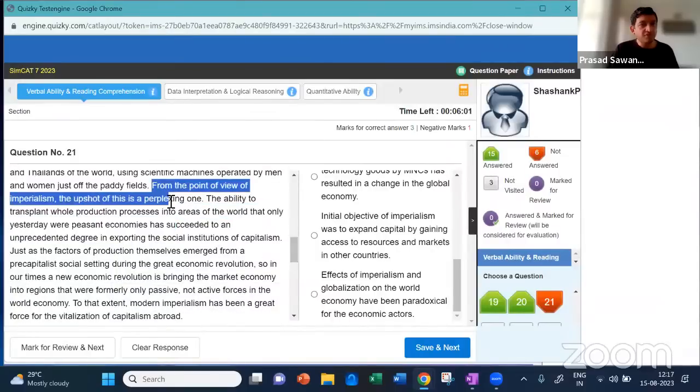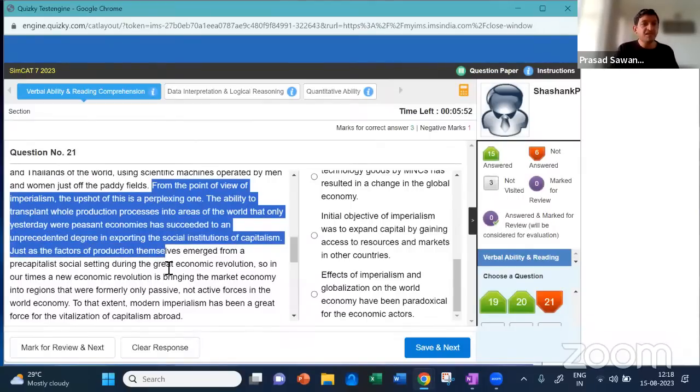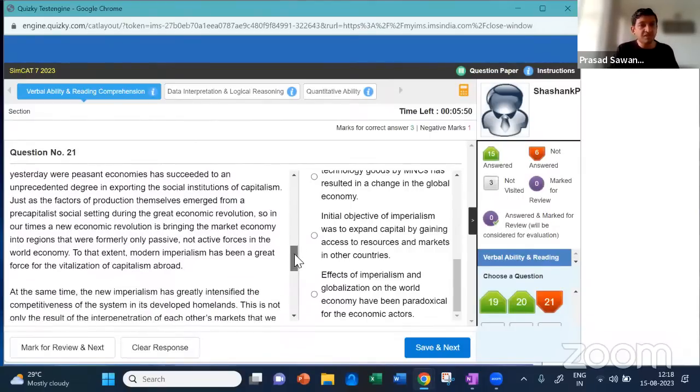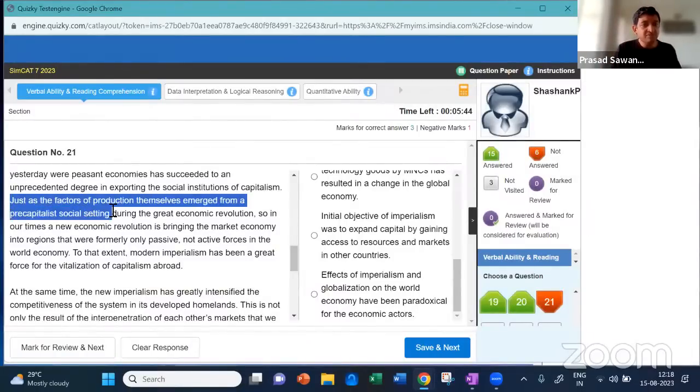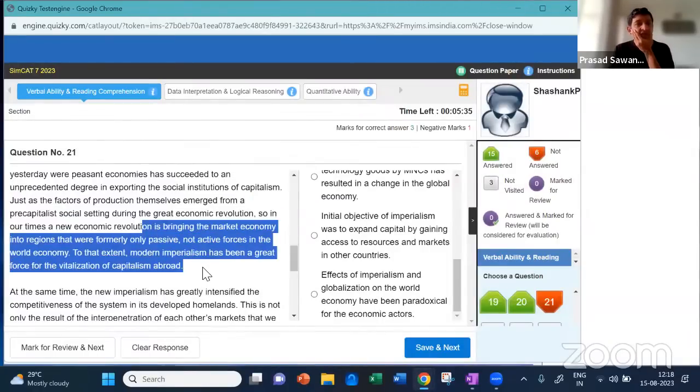Understood. From the point of view of imperialism, the upshot of this is a perplexing one. The ability to transplant whole production processes into areas of the world that only yesterday were peasant economies has succeeded to an unprecedented degree in exporting the social institutions of capitalism. Okay, this I'm not able to understand, but fine. Just as the factors of production themselves emerged from a pre-capitalist social setting, so in our times, a new economic revolution is bringing the market economy into regions that were formerly only passive, not active forces in the world economy.